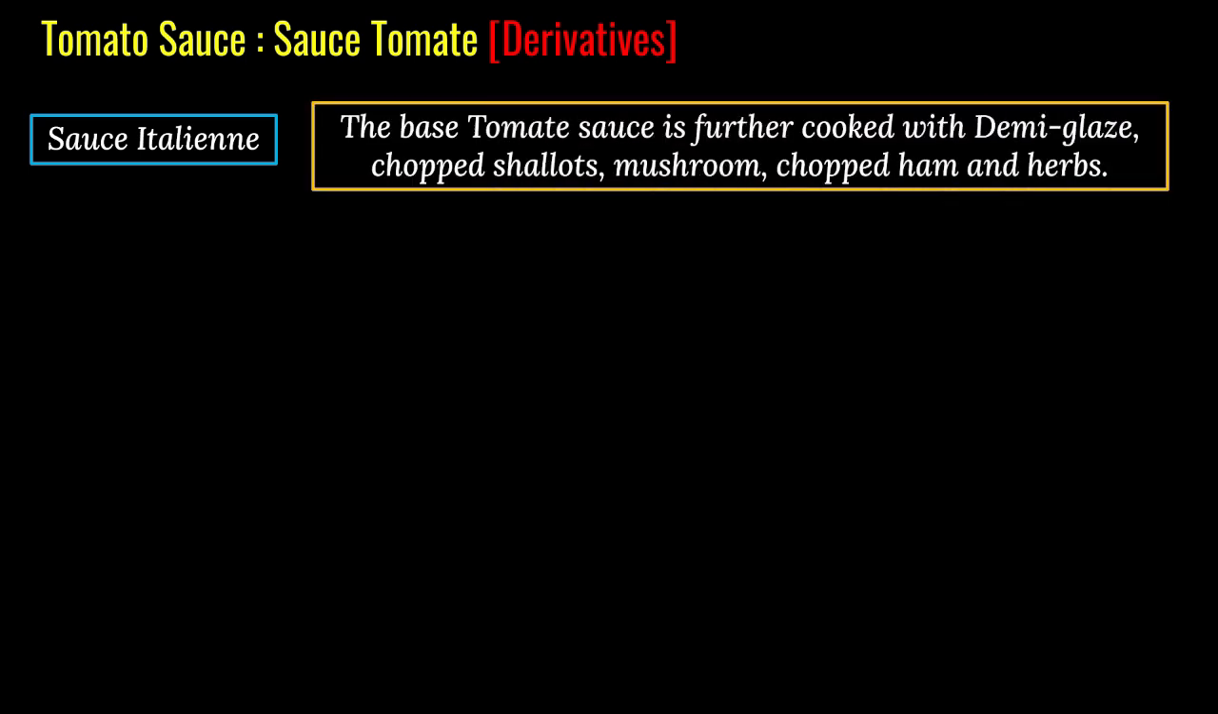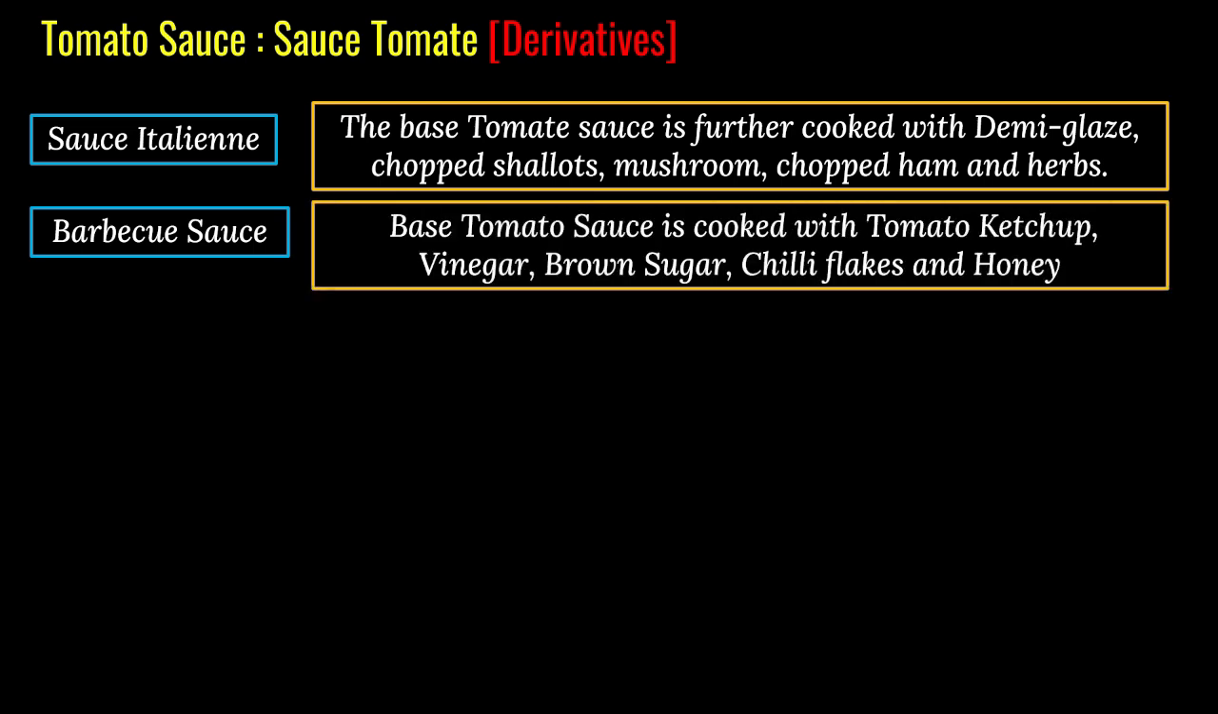First one is sauce Italienne. The base tomato sauce is further cooked with demi-glace, chopped shallots, mushroom, chopped ham and herbs. The sauce you get is known as sauce Italienne. Then barbecue sauce. Base tomato sauce is cooked with tomato ketchup, vinegar, brown sugar, chili flakes and honey. Then you get a sauce that is known as barbecue sauce.